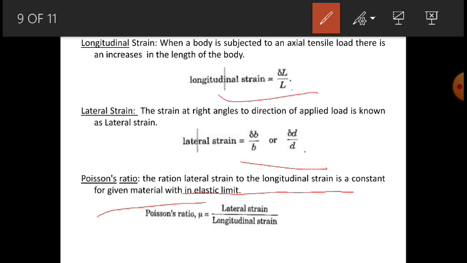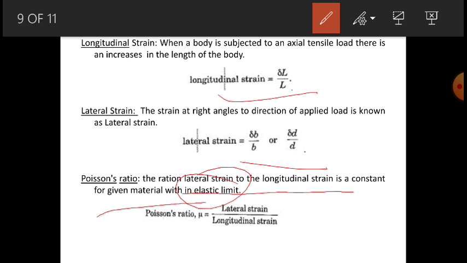Okay, if we increase the load beyond this limit, then the deformation will become permanent. So that limit is called the elastic limit. Beyond that, the body will not act as an elastic body. It will act as a plastic body. That is called the elastic limit.